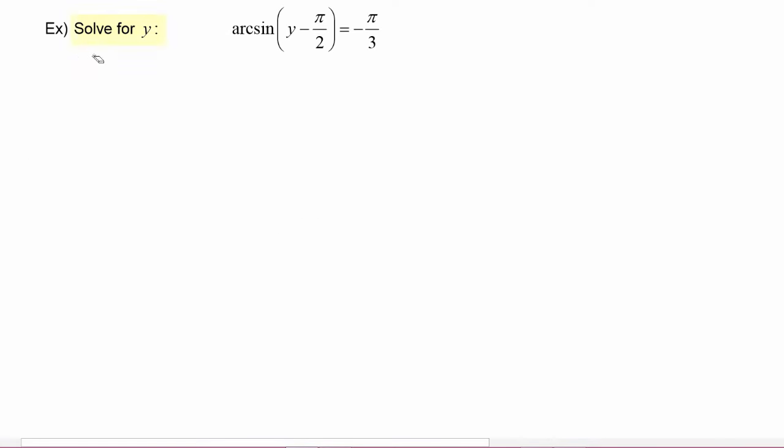In this example, we will solve for y, and we are given the equation arcsine of the quantity y minus pi over 2 is equal to negative pi over 3. So just a quick reminder that the arcsine of anything is just alternate notation for the sine inverse of that anything. So to undo the arcsine function, we are going to take the sine of both sides.